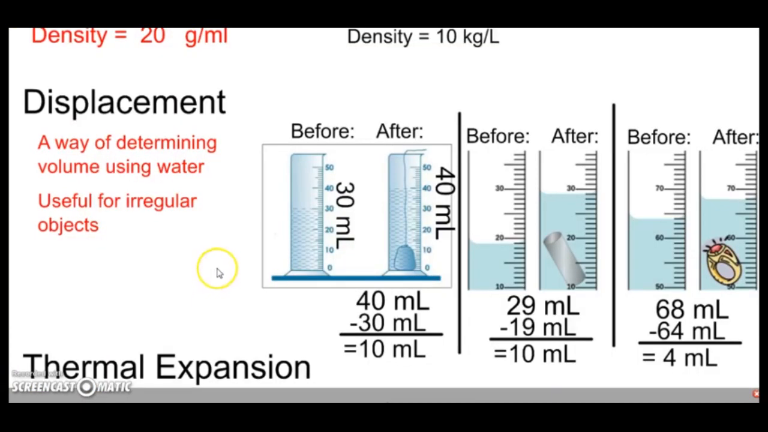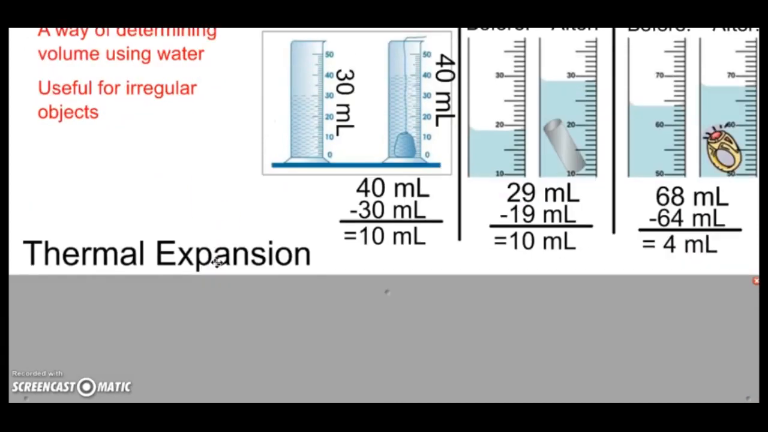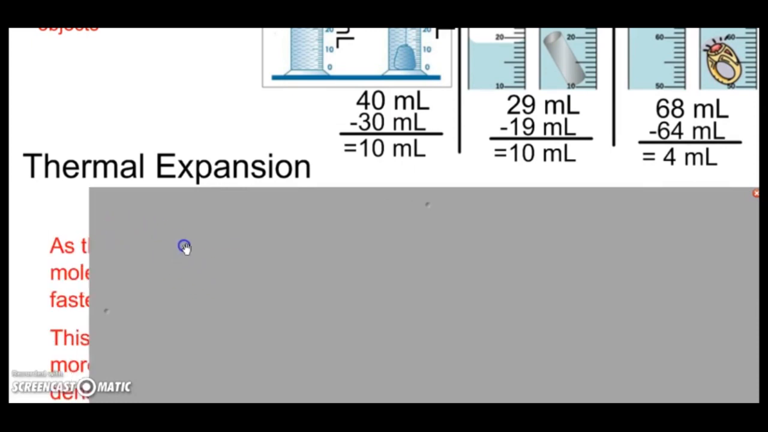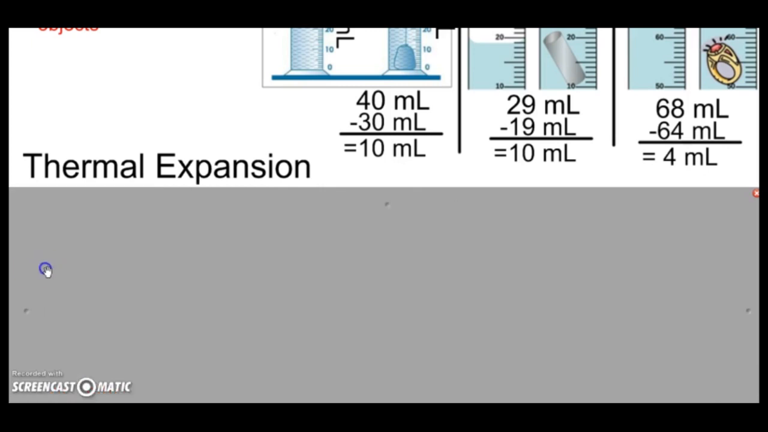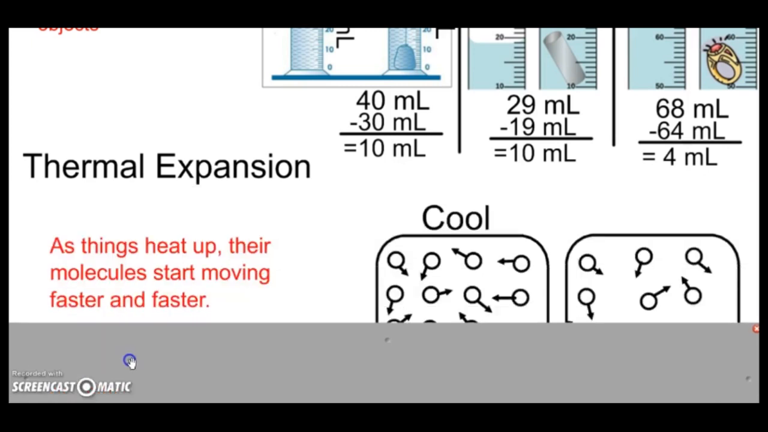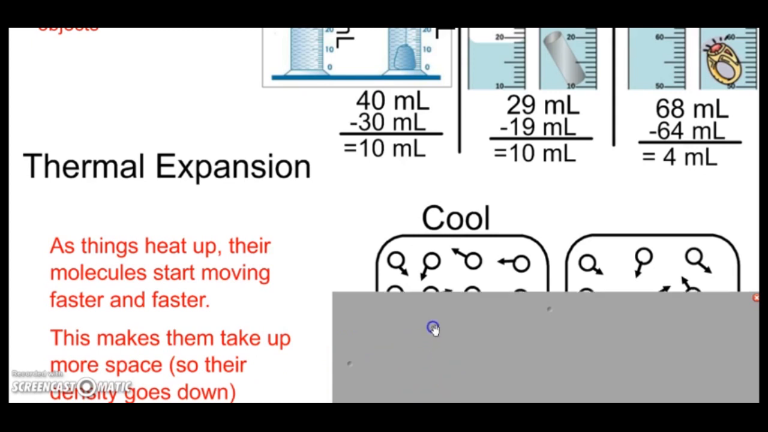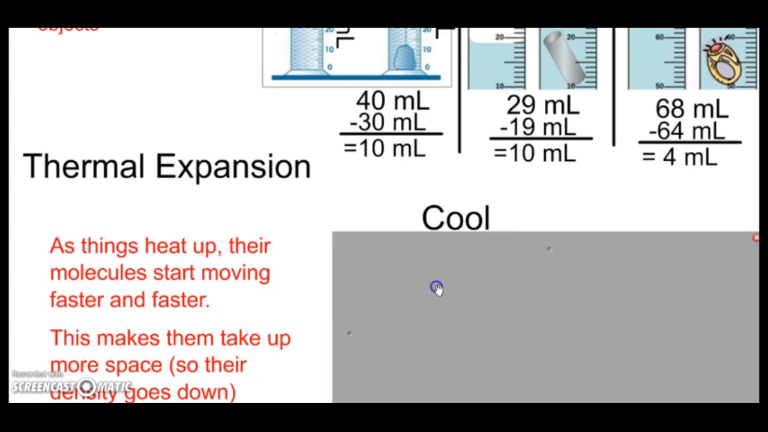Okay. The final part of the notes has to do with thermal expansion. Now, thermal expansion is a really important topic. We get back to it again and again in earth science. But thermal expansion is, as things heat up, their molecules start moving faster and faster. This makes them take up more space, so their density goes down.